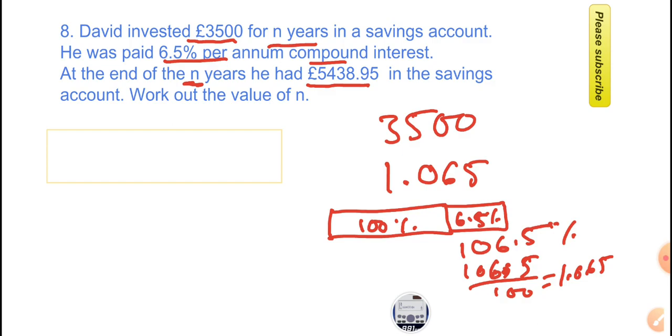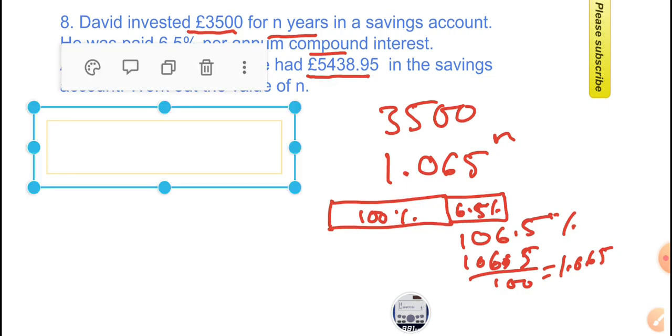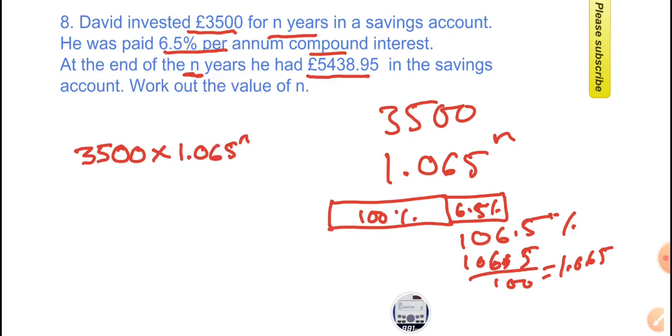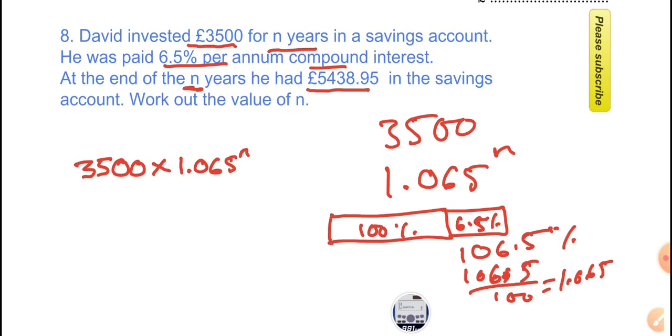The only thing we don't know is to the power of what? To the power of n. So we're going to leave it as n. So let's tally all of this up into an expression. We can write all of that like this. £3,500 is our initial investment, times it by 1.065, that's our decimal multiplier, and we don't know for how many years, so therefore we just write n. So this is going to be a trial and improvement question.